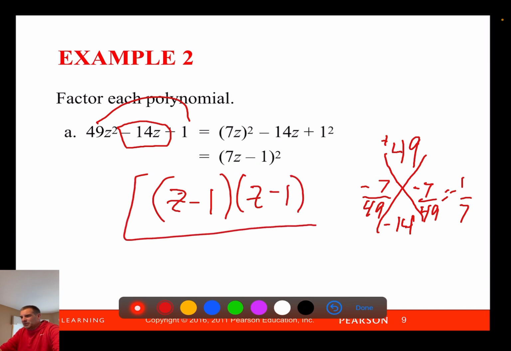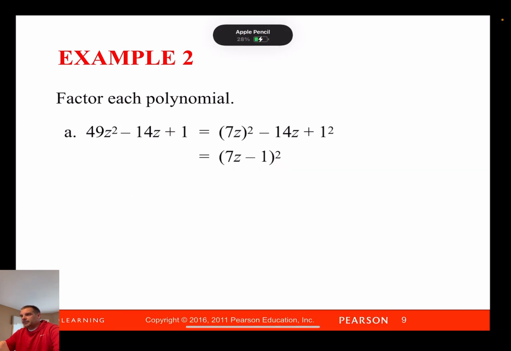So a lot of times when I'm doing these, I use this method instead. It becomes a little bit easier, especially if you don't recognize it. How do you recognize it? You take the square root of your A value, the square root of your C value, multiply them by 2, and if that's the middle number, then you can do it. And then you take the sign on. That's that middle sign.